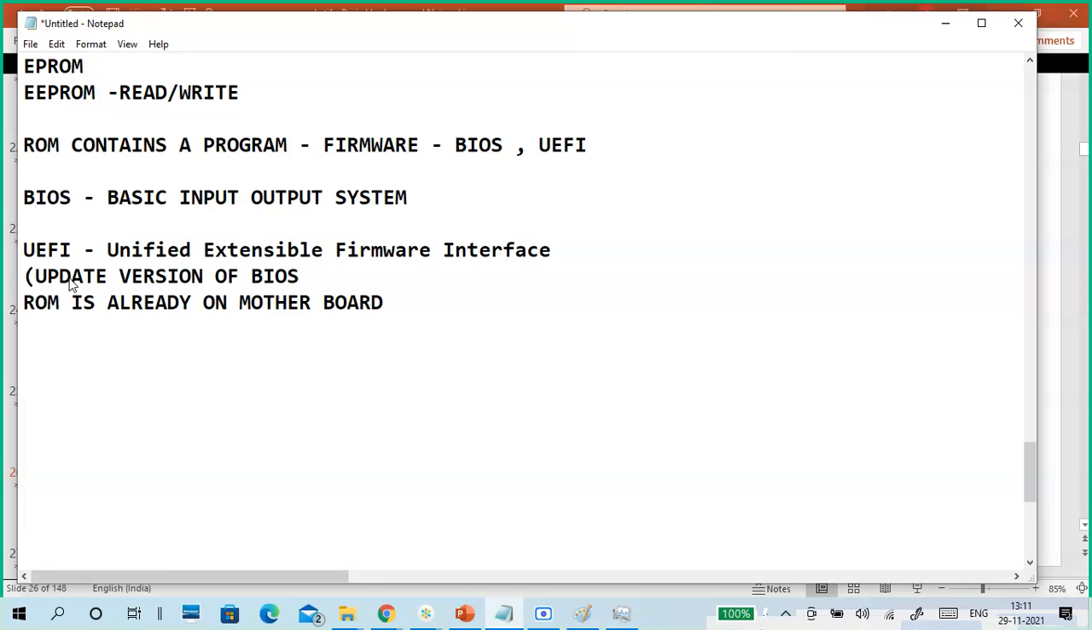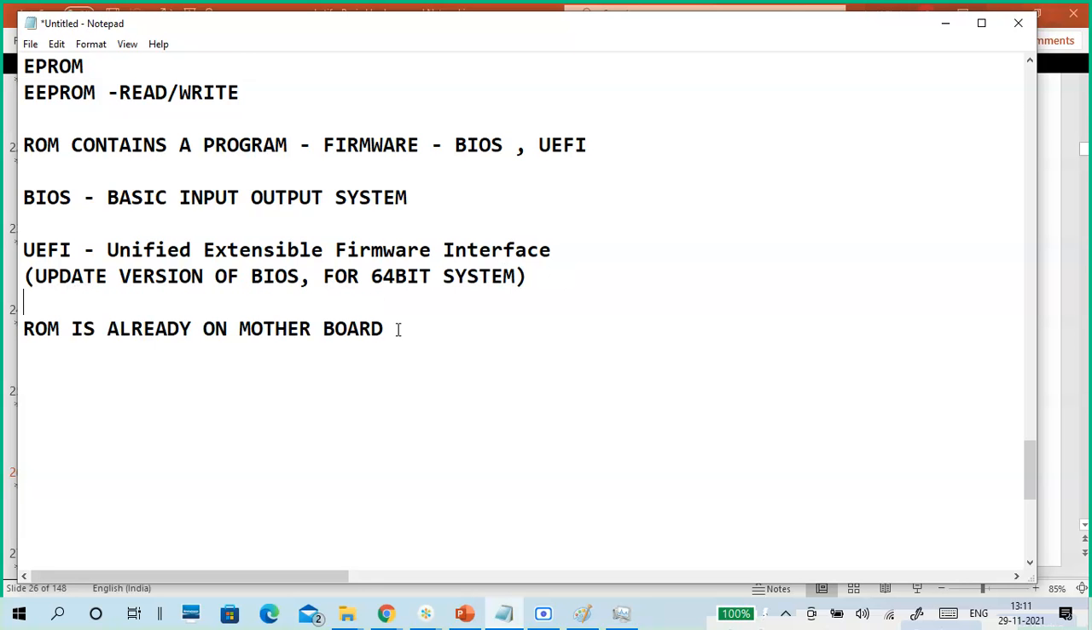And importantly, it supports 64-bit systems. Its main purpose is for 64-bit systems. ROM is already on BIOS. You don't buy it, so you don't measure anything.